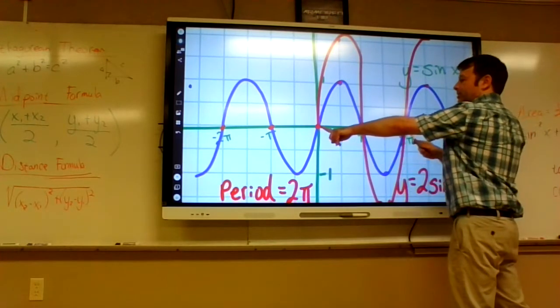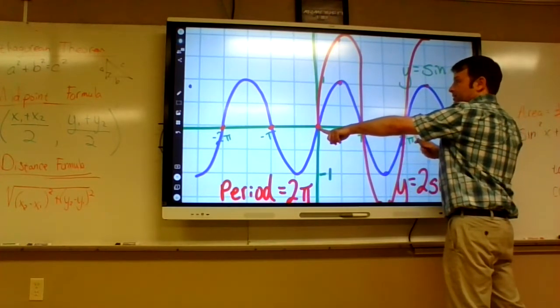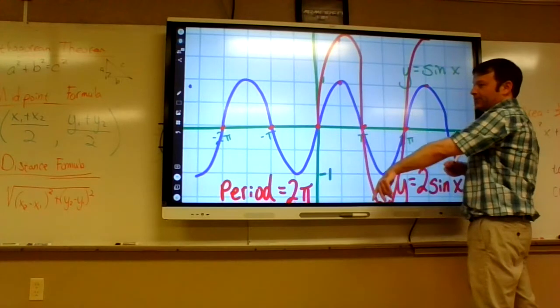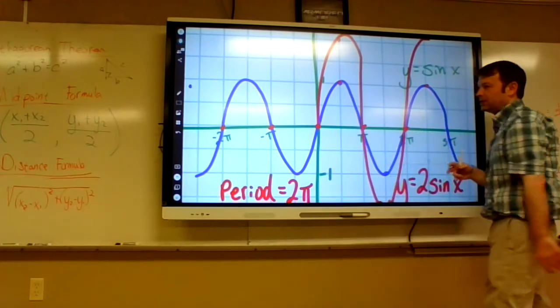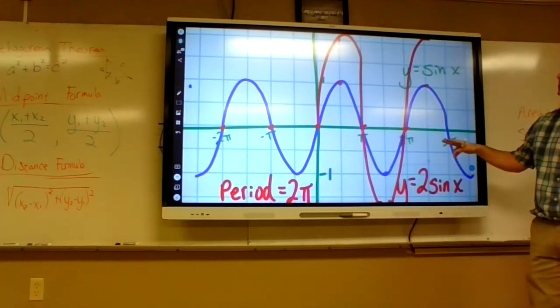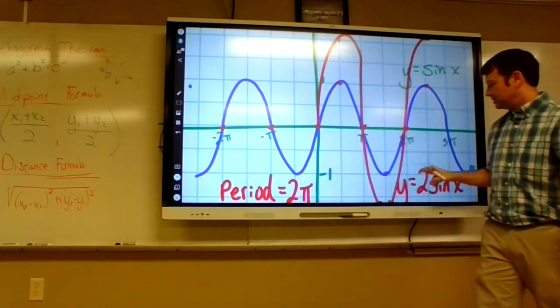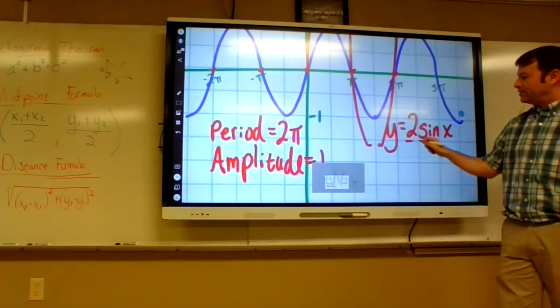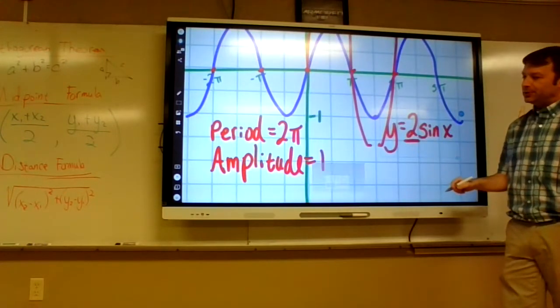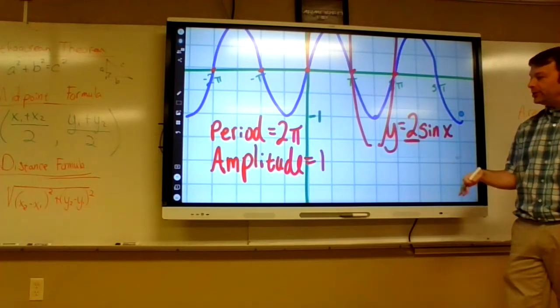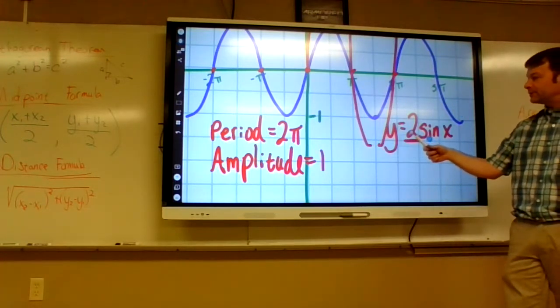The period does not change. It's still, from here to here, it starts repeating itself. Period does not change. Did the amplitude change? Yeah. What did the amplitude change to? 2. So this number in front right here is basically the amplitude. It tells you how high and how low it goes from the middle of the graph.